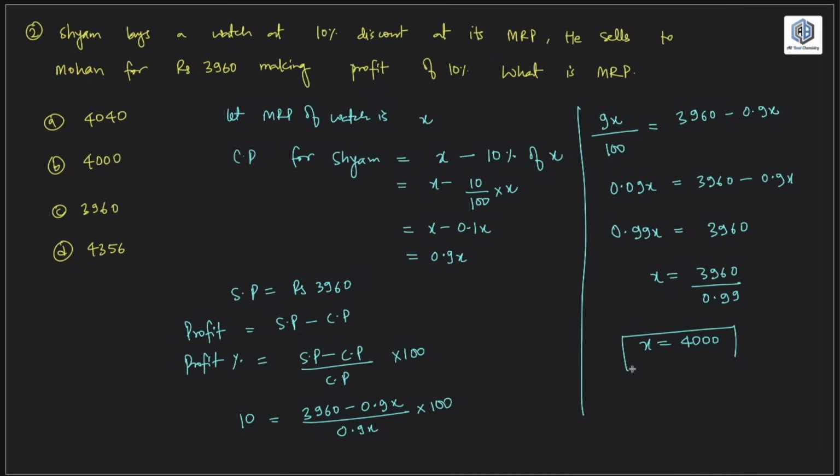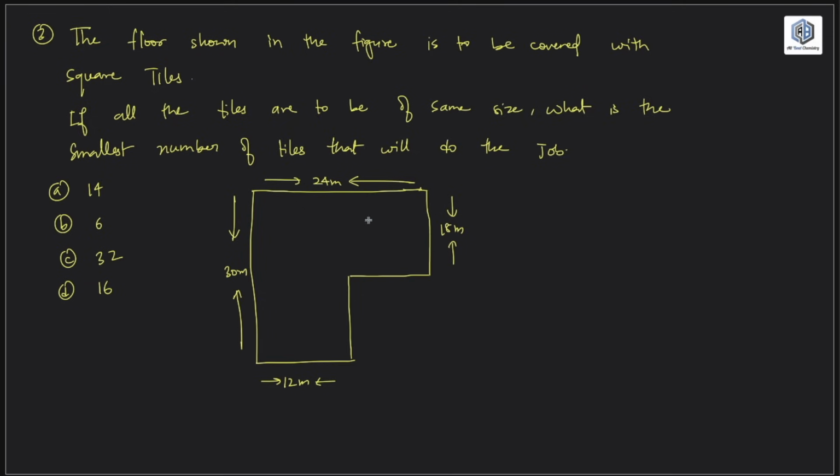Okay, so the MRP of the watch was 4,000 and option B is the correct option for this. All right. Fine, let's take the next question.